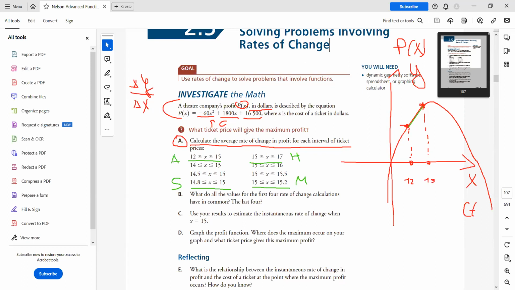Do you understand the assignment? This is your function. And you have to calculate the average rate of change between points 12 and 15, 14.8 and 15, 15 and 15.2, and take notice that one point is common for all of them. Ahmad, Hala, Muhammad, Safa, please let me know that you understand the assignment and you're doing it.